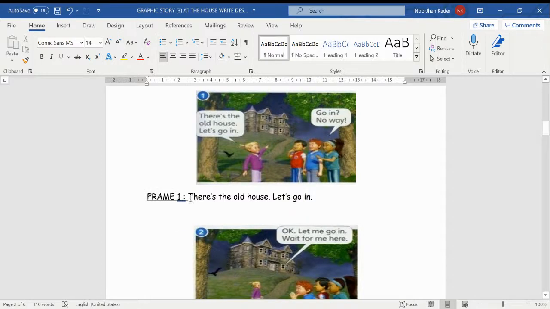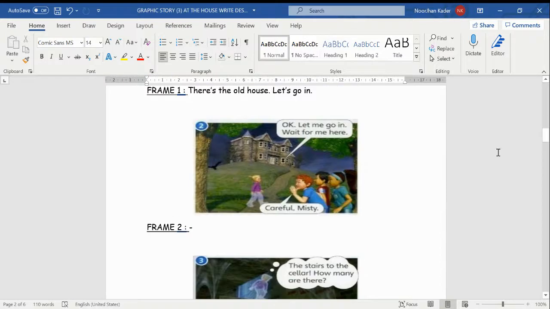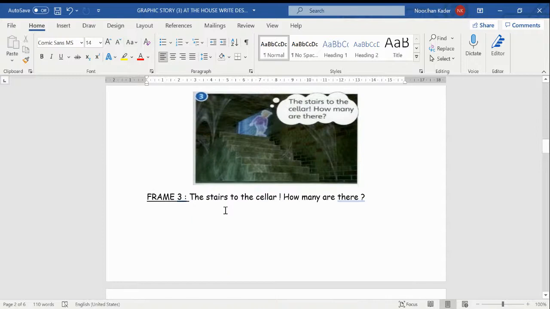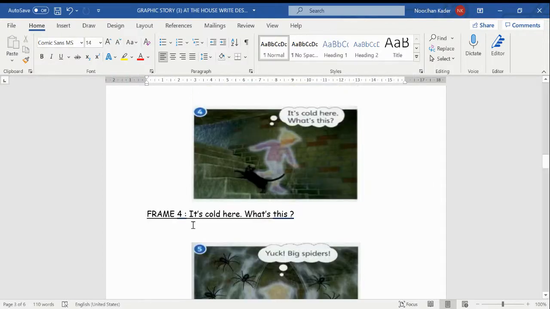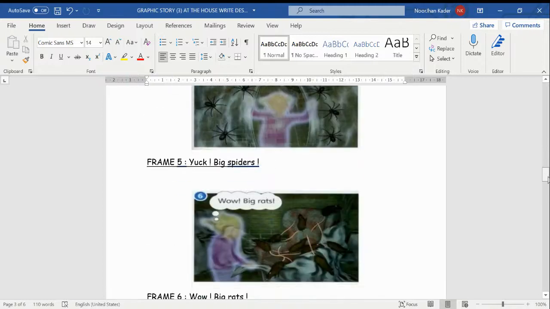Frame 1, there is a description here: "That's the old house. Let's go in." Frame 2, there is no description. From the dialogue, we can learn that there is no description. Third frame, there is a description: "The stairs to the cellar, how many are there?" And fourth frame, there's also a description: "It's cool here. What's this?"